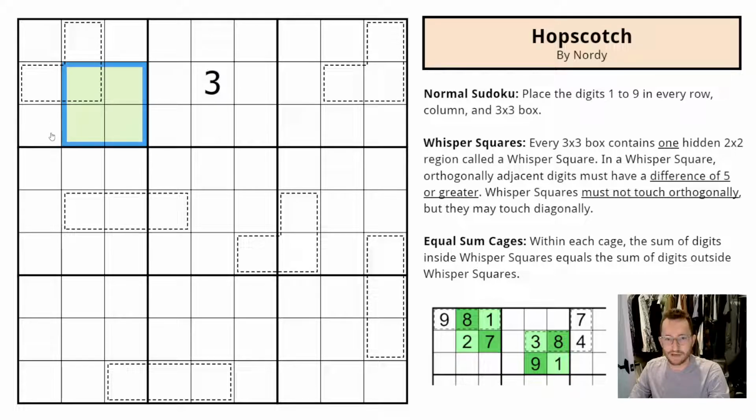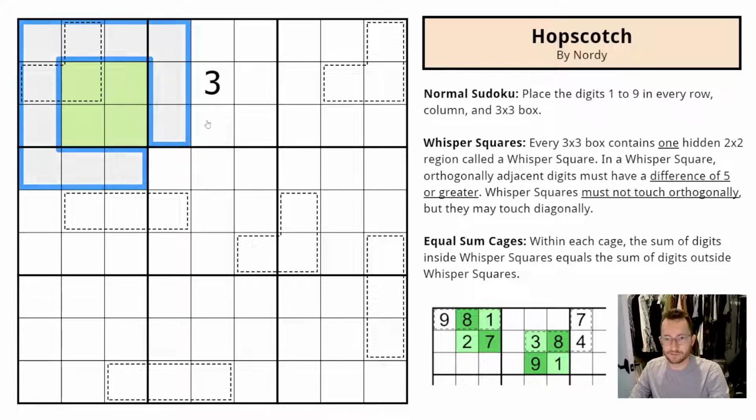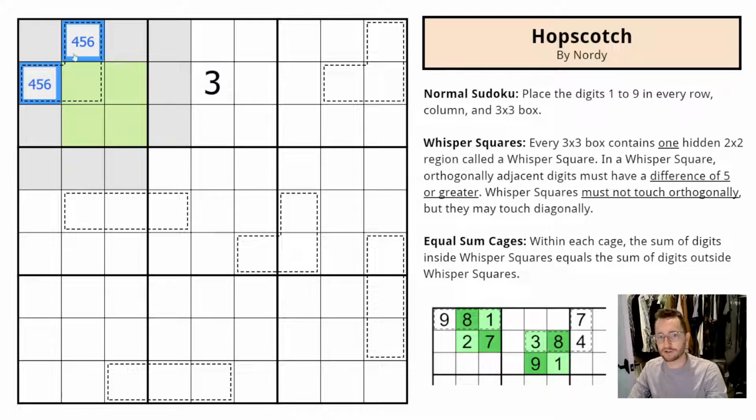And once we do that, we can rule out all of these cells as being whisper squares because they're orthogonally adjacent. And because these are in their special rows and special columns, these have to be 4, 5, 6. And this digit, whatever digit it is, has to be the sum of these two digits. The smallest we can make these is 4 and 5, which happens to be 9, and we get our first digit.